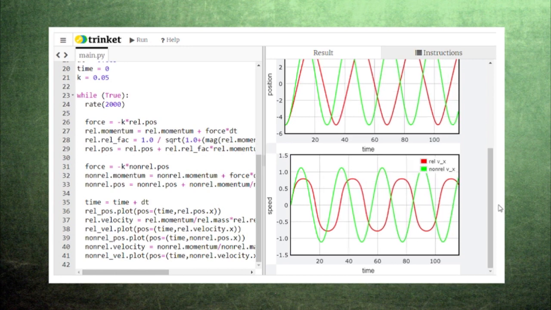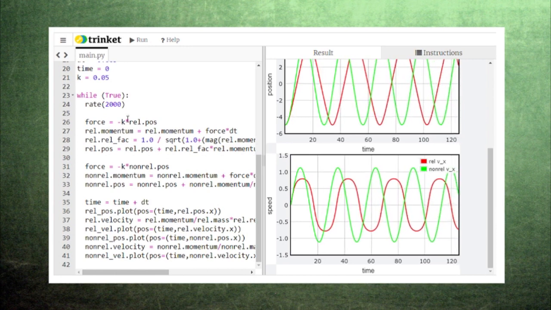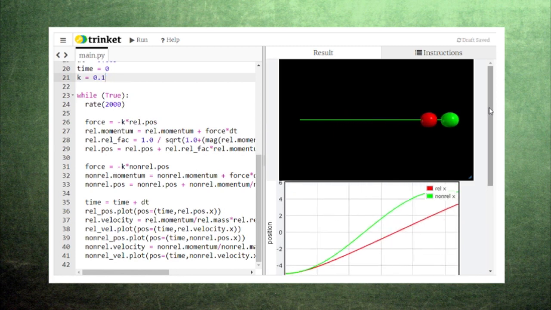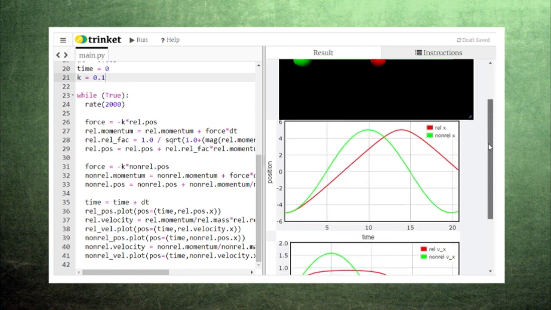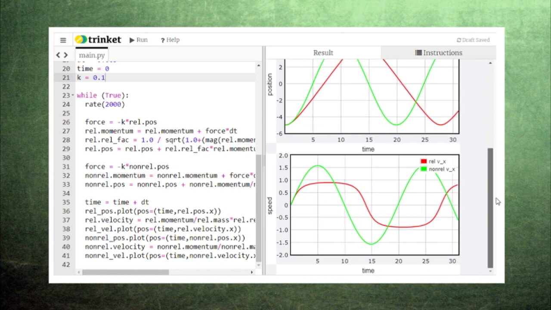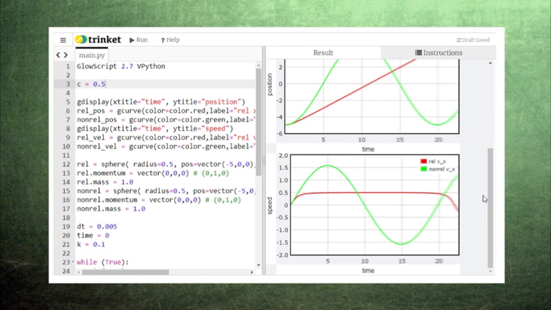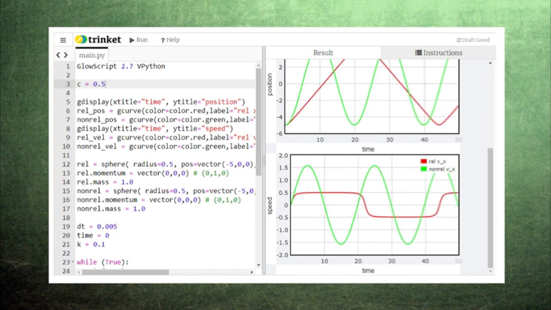The green ball, on the other hand, does not have this restriction, and it moves in a cosine function as usual. We can see this difference become exaggerated if we increase the stiffness of the spring, or if we lower the speed of light.